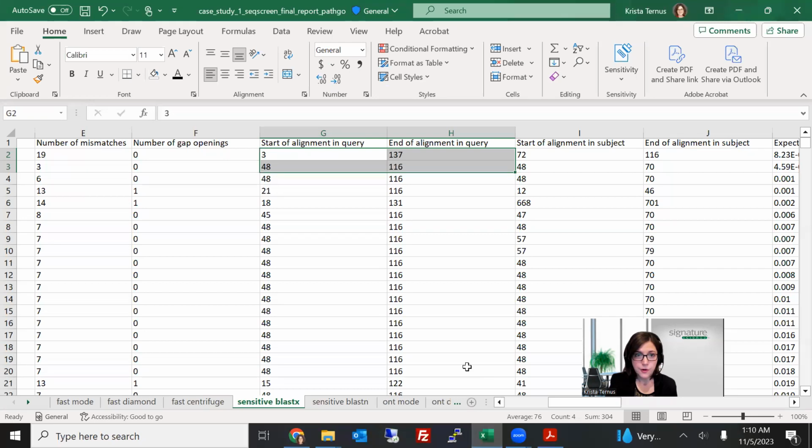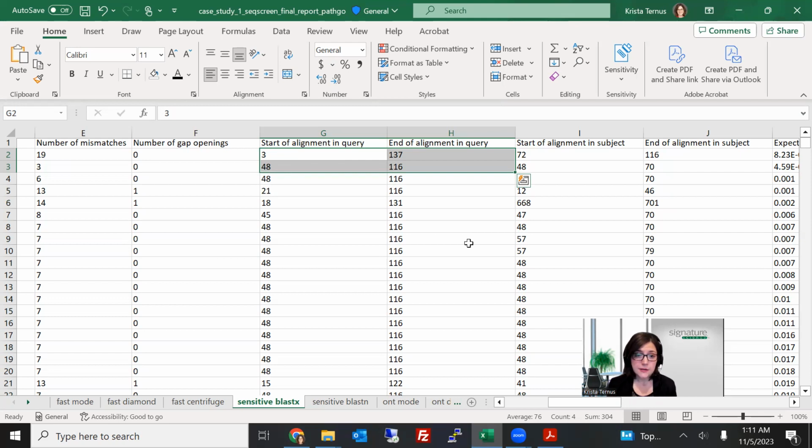For yeast, it started here and it ended here. However, for the snake toxin protein, it starts at position 48 and ends at position 116. So that's actually closer to the middle of the sequence. And so there you have it. We have yeast flanking a snake toxin protein.